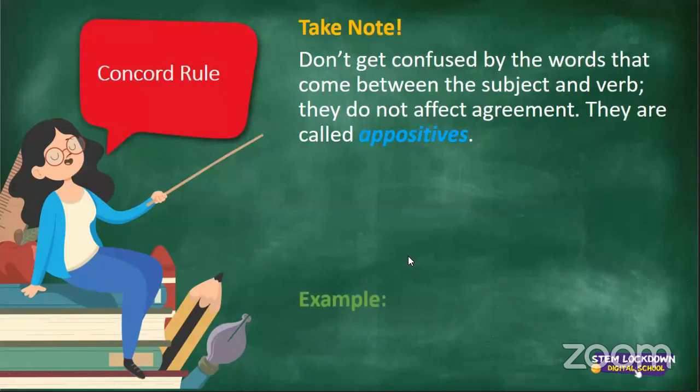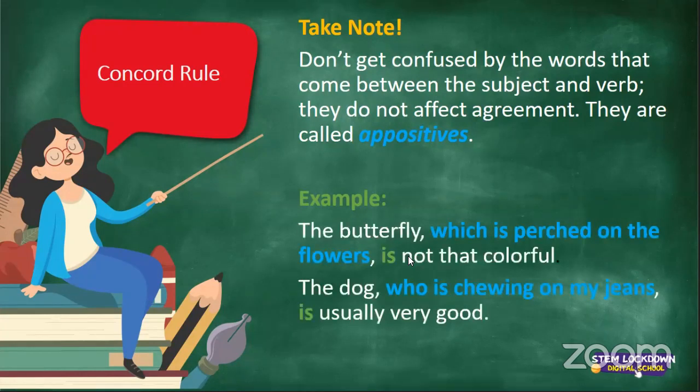Okay. First of all, we have here, take notes. Don't get confused by the words that come between the subject and the verb. They do not affect the agreement. They are called appositives. So an example is, the butterfly, which is perched on the flowers, is not that colorful. And the words which is perched on the flowers is called an appositive.